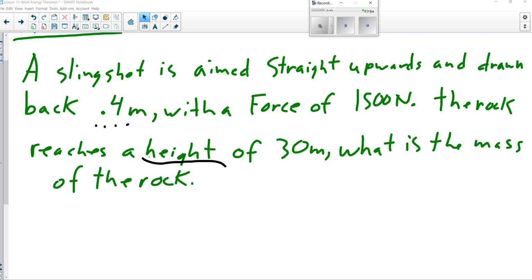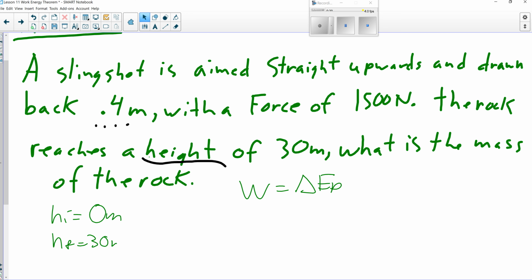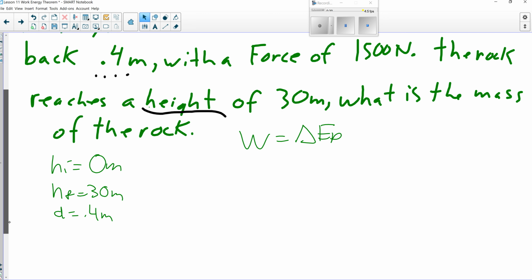potential energy. So we know that in this particular problem, the work is changing the potential energy. We know the initial height from the context of the question to be 0 meters, because you're usually standing on the ground when you fire a slingshot. I've never seen somebody flying through the air fire a slingshot. And not that I'm saying it can't happen, but I'm sure in this question that's not what's happening. We know our final height is 30 meters. We know the distance is 0.4 meters. And we know the force is 1,500 newtons.